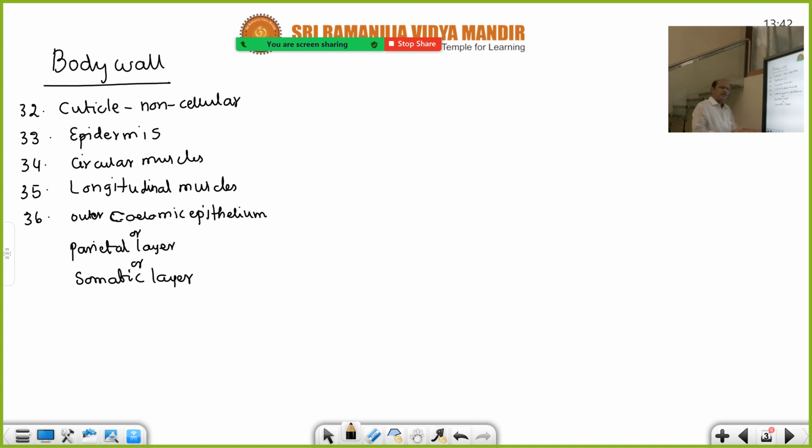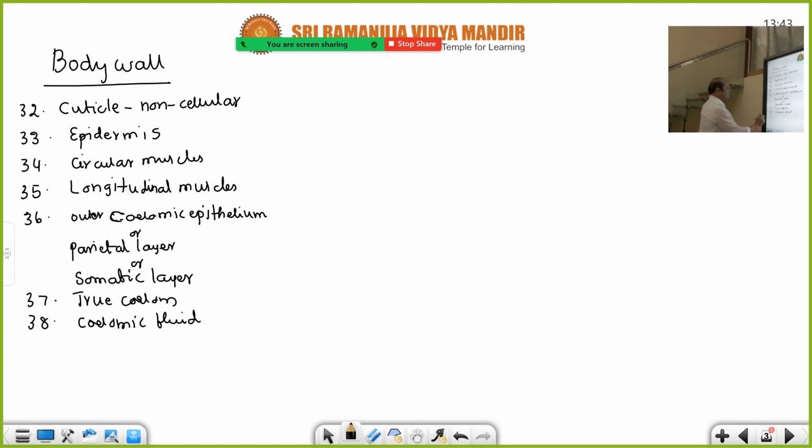Then body cavity, coelom, true coelom is present. In earthworm, what type of true coelom? Schizocoelom is present. This true coelom is filled with a fluid called coelomic fluid, a hydrostatic skeleton, which helps in rigidity of the body. Ductility of the body is maintained by coelomic fluid and it also helps in locomotion.